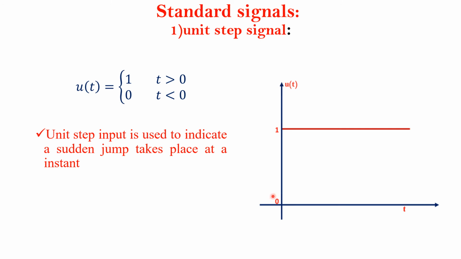Next, we are going to see the first chapter, the first unit, that is standard signals. The first one is unit step signal. U of t is equal to 1 when t is greater than or equal to 0, and 0 when t is less than 0. What is unit step? Unit step input is used to indicate a sudden jump that takes place at an instant.